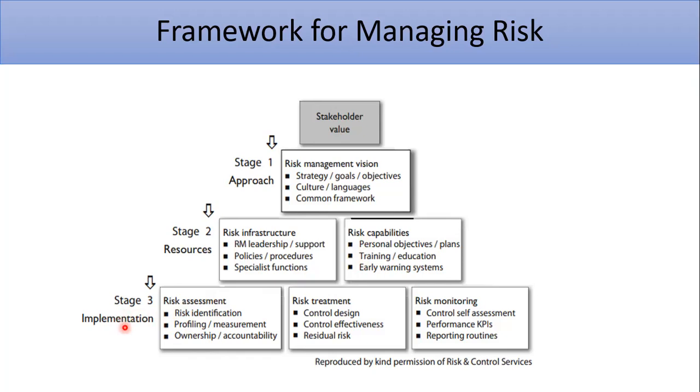Then finally, we have the third stage, which is the risk management implementation phase, where you're looking at identifying the risk, profiling the risk, and measuring it, and accountability and ownership for the risk, all under risk assessment. And then you have risk treatment, where controls should be designed to mitigate the risk. There should also be some form of testing of controls for both their design and their operating effectiveness.